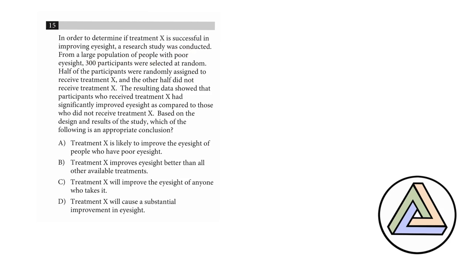From a large population of people with poor eyesight, 300 participants were selected at random. So there was a huge population of people with poor eyesight. And of that huge population, maybe 10,000 people or whatever, they randomly chose 300 people. Half of those participants, half of the 300 people, were randomly assigned to receive treatment X, and the other half, which is 150 people, did not receive the treatment.